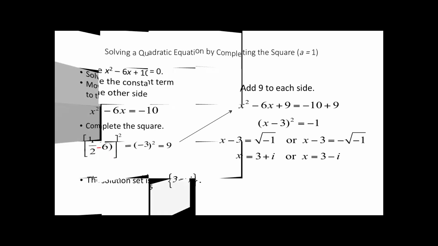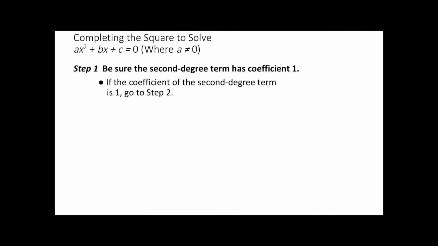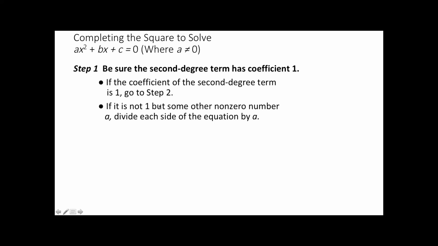In general, solving a quadratic equation by completing the square, we have to first be sure that the second degree term has a coefficient of 1. So our leading coefficient has to be 1, the a. If it's already 1, then go on to step 2. If it is not 1, but some other number, we're going to have to divide each side of the equation by that coefficient.